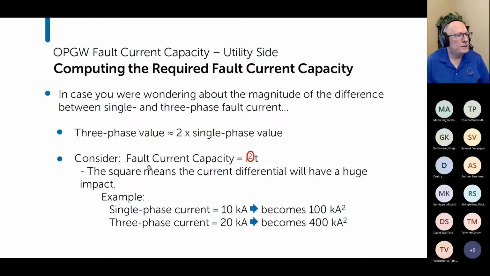But let's go back to understand the consequences of it, or the ramifications of it, by looking at our fault current capacity equation again. It's I squared T. So this square here means that any current differential will be amplified. That's better explained with an example. Let's say the single phase current for a line was 10 kA. I squared becomes 100. If the three-phase current was exactly twice that, 20 kA, that becomes 400 kA squared. So you've increased your required fault current capacity by a factor of 4.